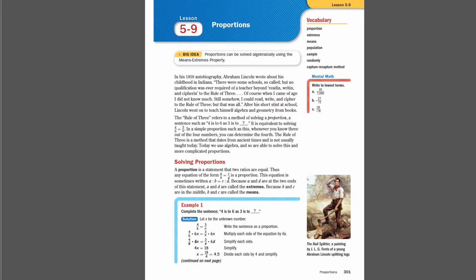And a proportion is something where you can set it up to show it under solving proportions, where A over B equals C over D. That's right down here on the bottom of the page. And that's a proportion. When we solve these, if we know something is proportional, we can use that to find an unknown value. This is what was known in Abe Lincoln's day as the rule of three.